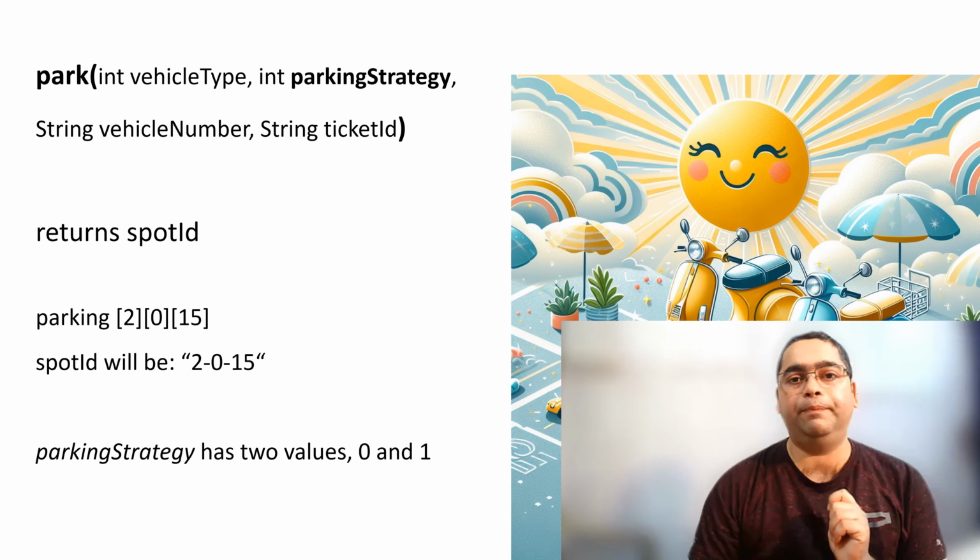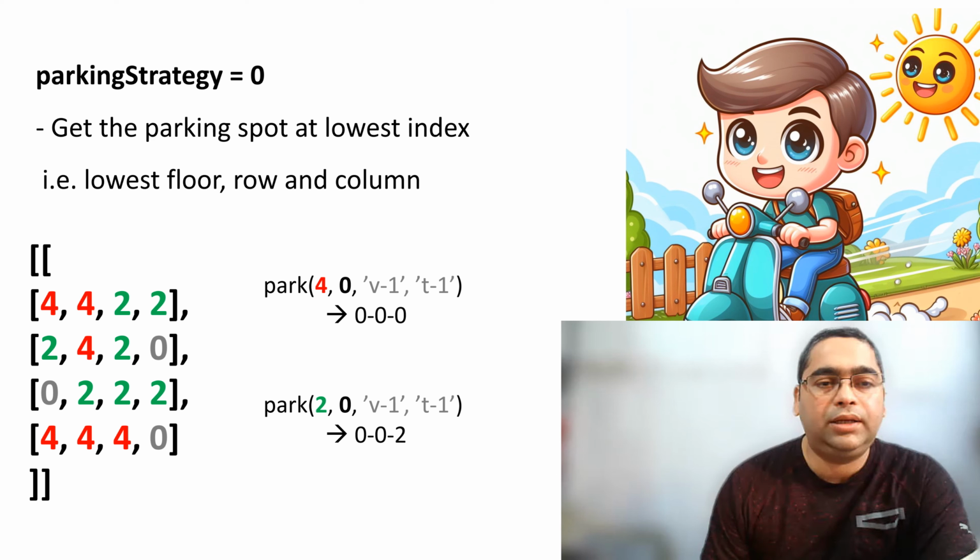Let's see them. When park strategy is 0, then we have to return the free parking spot at the lowest index for that vehicle type. For example, let's consider the array in the previous example, and this parking lot was called with the park method for vehicle type 4 and parking strategy 0, which we are discussing, and a vehicle number and ticket ID. For vehicle type 4, this is the first spot, so it should return 0, 0, 0, that is 0th floor, 0th row and 0th column.